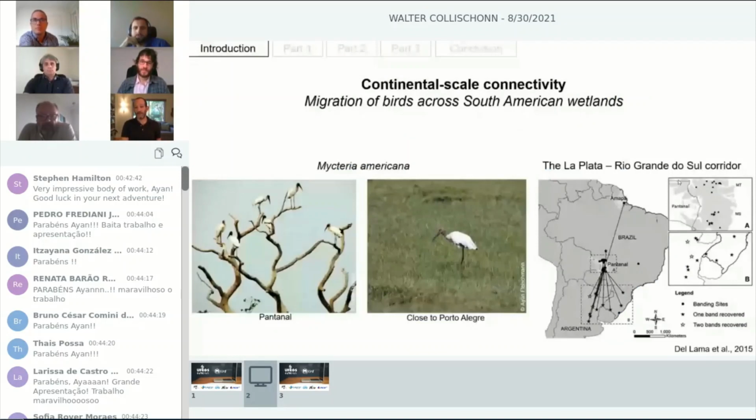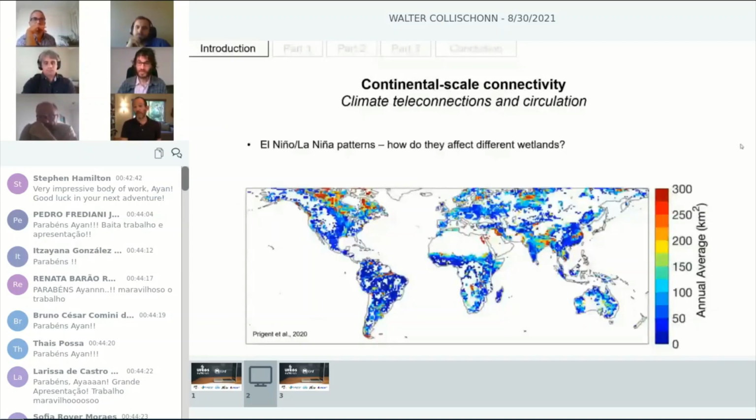And as I said, these wetlands are connected, and there are many ways they are connected. For instance, through birds and wildlife that migrate. For instance, this wood stork here is a species that is known to migrate between the Pantanal and the south of South America. This one, I photographed very close to Porto Alegre, our city here, and they form this La Plata-Rio Grande do Sul corridor, which connects many wetlands through bird migration.